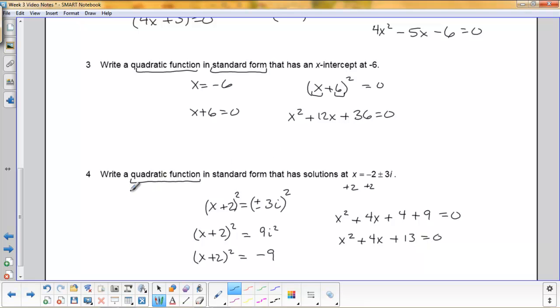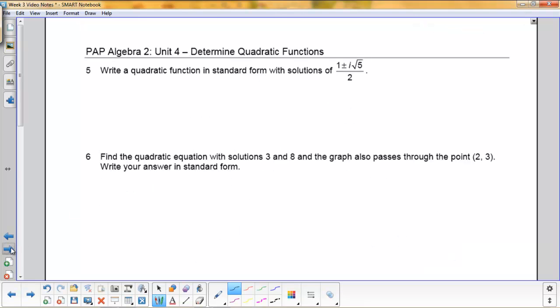Let's try this one again with a different type of problem so you can see it one more time. So notice that I've got a fraction. Remember, we're not going to have fractional parts of the roots. Instead, we're just going to have a coefficient in front. So I'm going to multiply both sides. Let me write it out first. 1 plus or minus i root 5 divided by 2. Multiply both sides by 2.